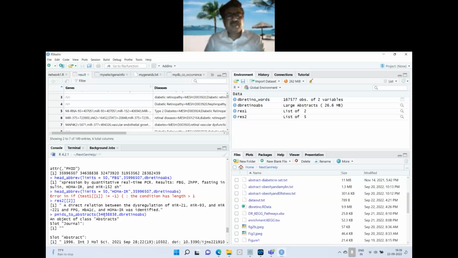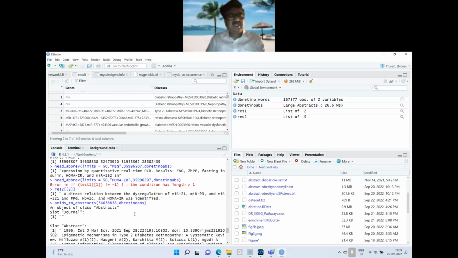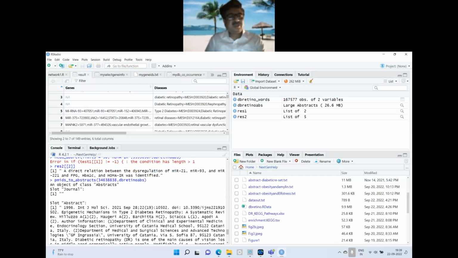Then this is the command. And this is an S4 object, so that's why this word slot is coming here. You can see the word slot comes.